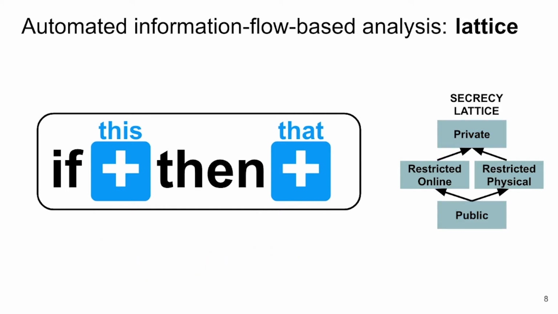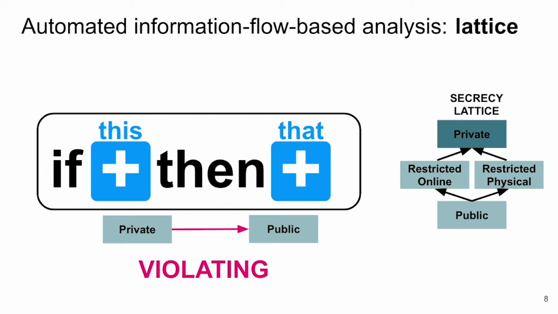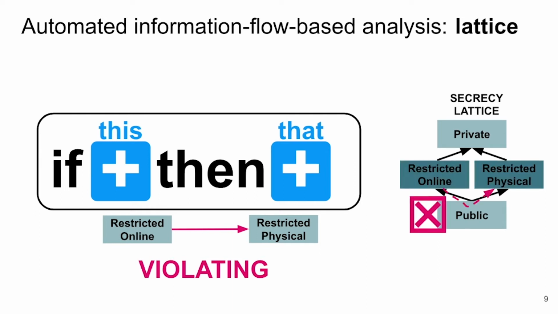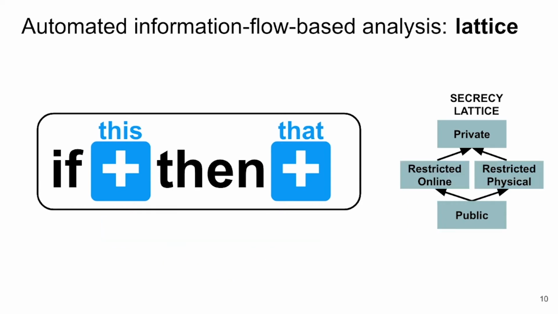On the other hand, a rule with a private trigger and a public action is violating. There's no way to get from private to public using only forward edges. It's also impossible to get from restricted online to restricted physical or vice versa. So rules with these labels are violating. Intuitively, this reflects that my Facebook friends who can see whatever online posts I make might not normally be able to know whether the lights in my bedroom are on. And my housemates who can tell whether my lights are on might not be friends with me on Facebook.